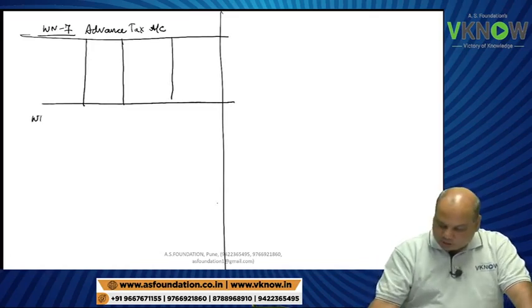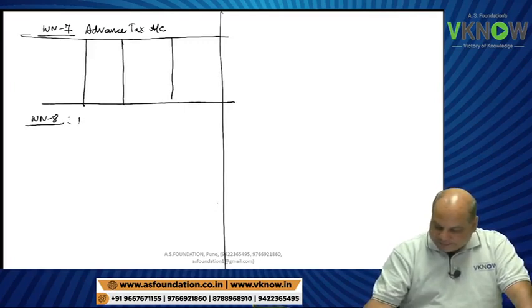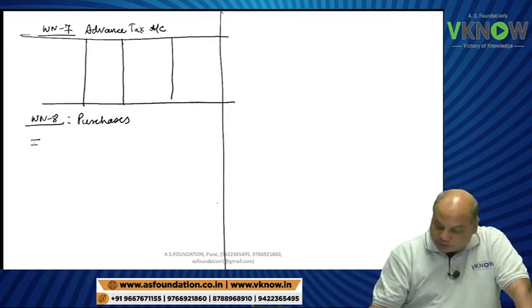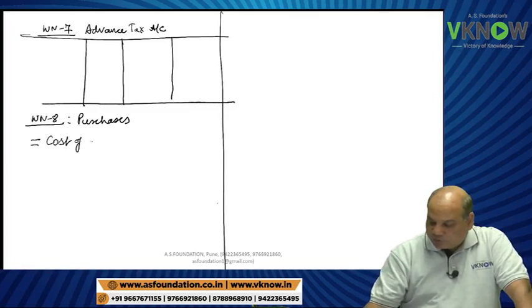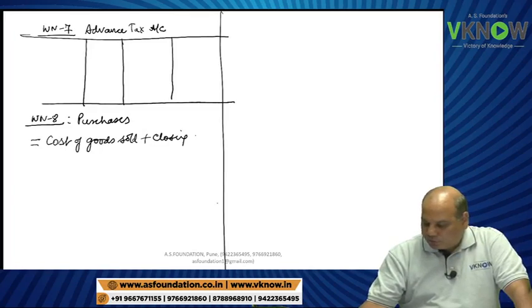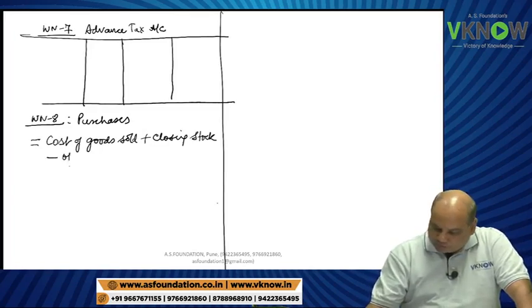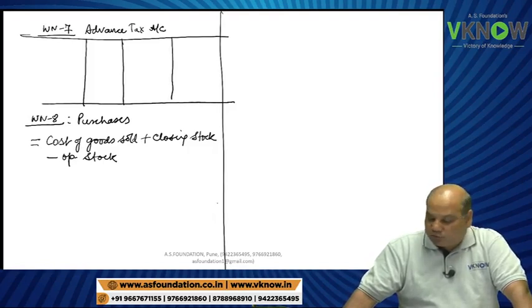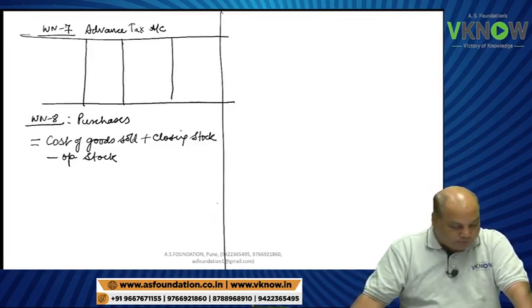And then working note 8, write down calculation of purchases. The calculation of purchase formula is cost of goods sold plus closing stock minus opening stock. So this is my working notes. If more working notes are required, we will see.